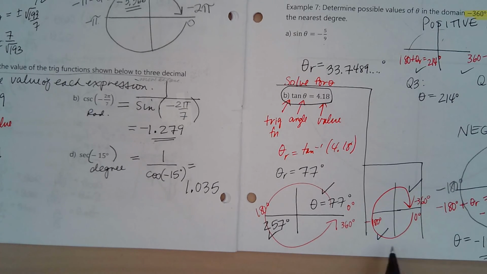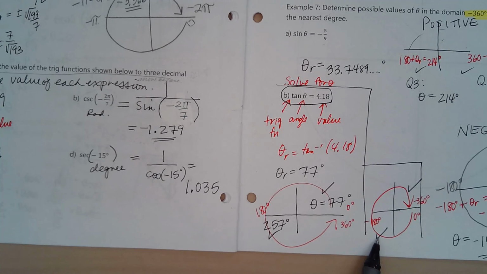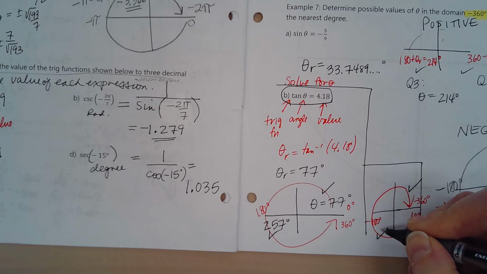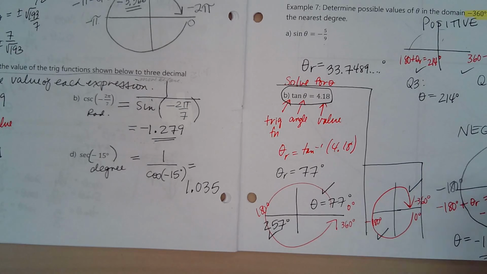Okay, Dee, did you have an answer for here? So 77 is your reference angle. So what will the answer be in this quadrant? So you're starting at negative 180 and you're getting smaller in the negative, so you should be adding your reference angle. Did you do it?